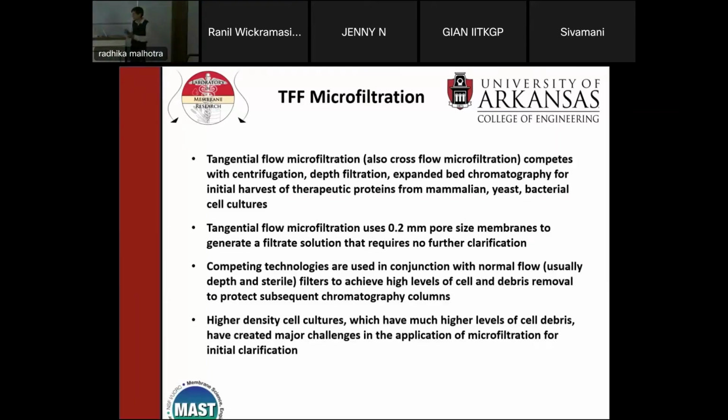Okay? I guess we can keep going, right? So competing technologies are used in conjunction with normal flow, usually depth and sterile filters, to achieve high levels of cell debris removal to protect subsequent chromatographic columns.